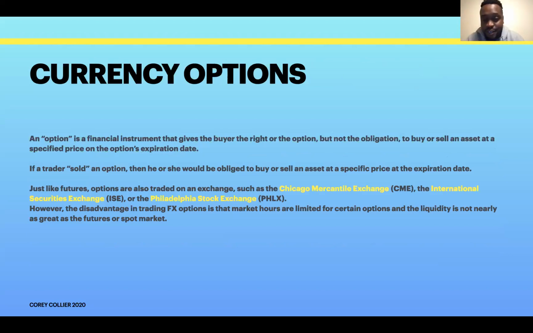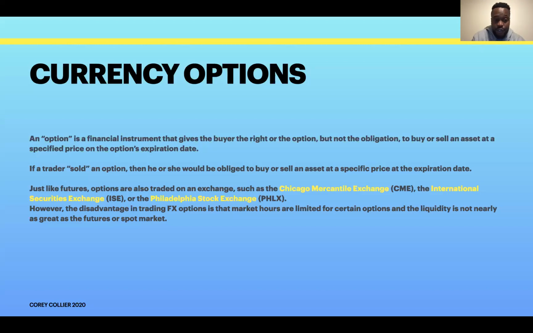A currency option. This is getting into binary options, which I guess is starting to make a comeback, guys. Binary options is actually where I first got introduced to the Forex industry. It's pretty crazy. An option is a financial instrument that gives the buyer the right, or the option, but not the obligation, to buy or sell an asset at a specified price on the option's expiration date. If a trader sold an option, then he or she would be obliged to buy or sell an asset at a specified price at the expiration date.